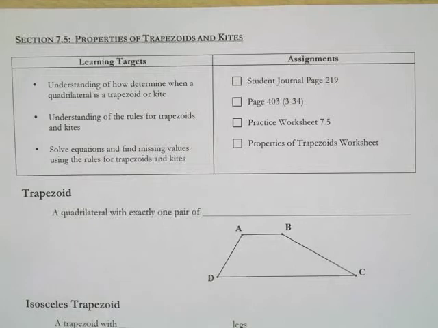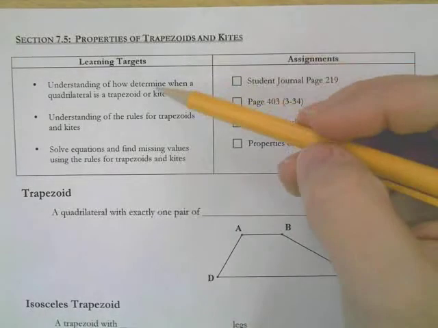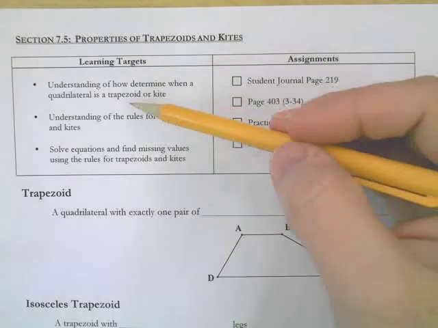So what we're working on today is section 7.5, where we're leaving parallelograms and going to the world of trapezoids and kites. Okay? So the first target is to be able to know when it is a trapezoid or kite.